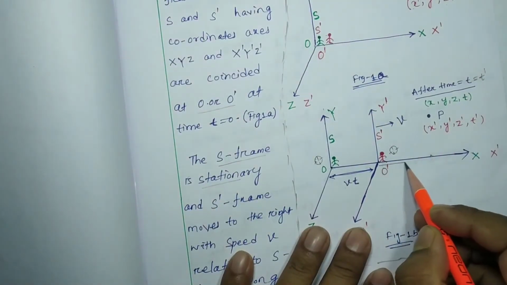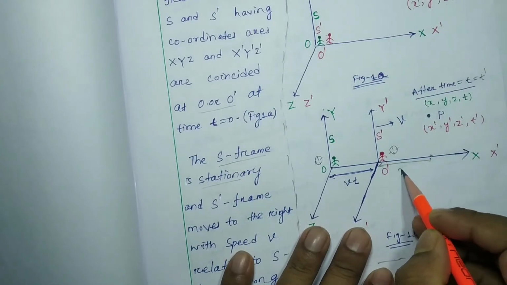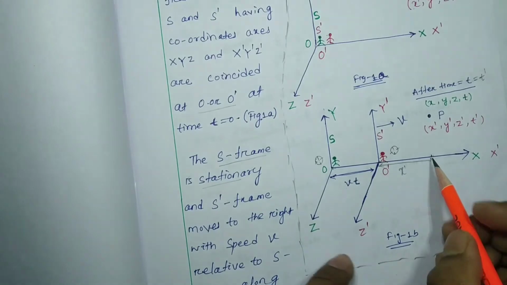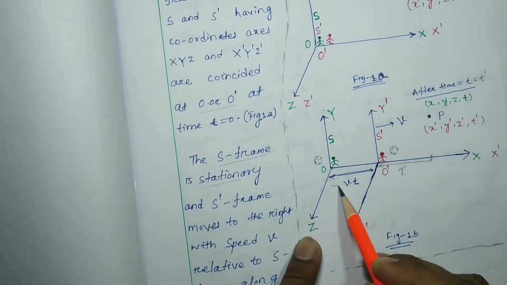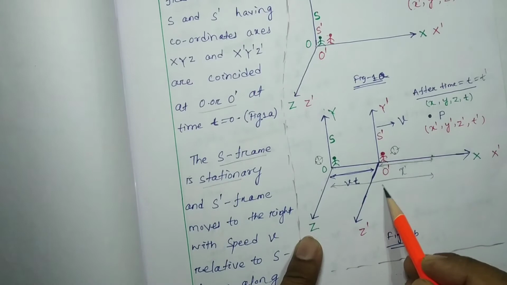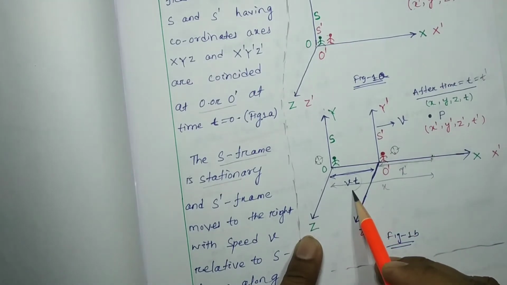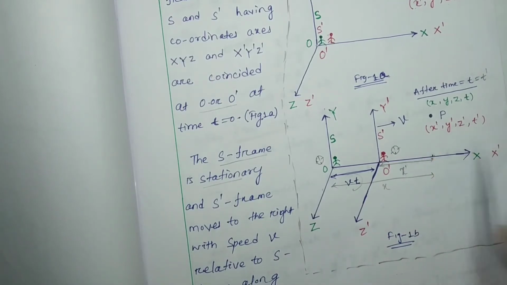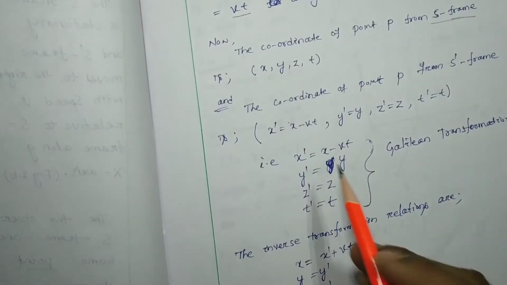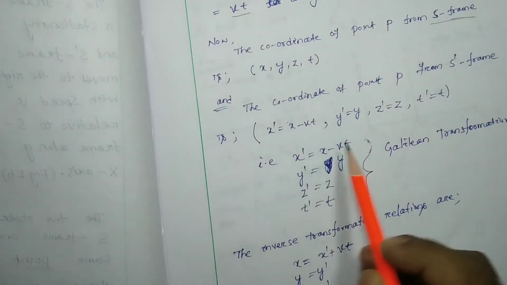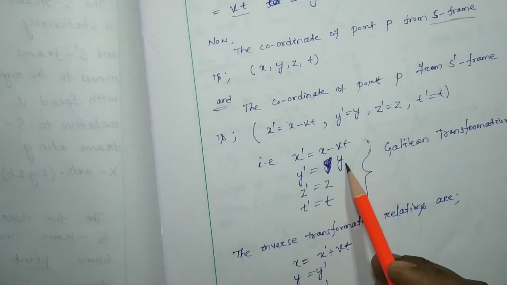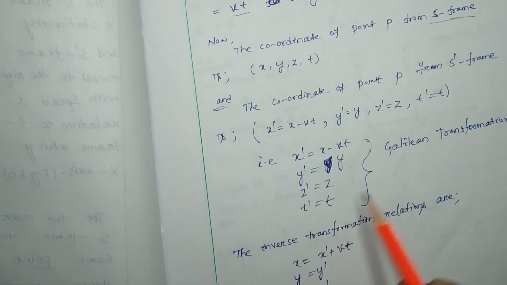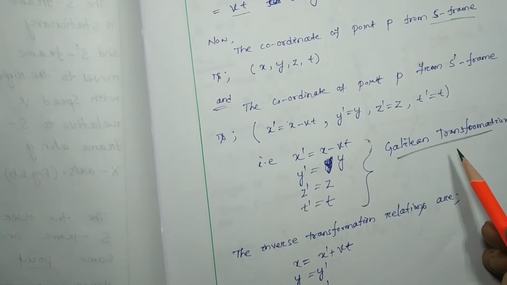See, this will be the x dash. After time t, this will be your x dash. But this distance will be how much? This distance is your x. This distance minus this will be x dash after time t. So after time t, x dash will be x minus vt, whatever I have written over here. y dash will not change, it will be y, z dash will be z, and t dash will be t. This is nothing but your Galilean transformation.